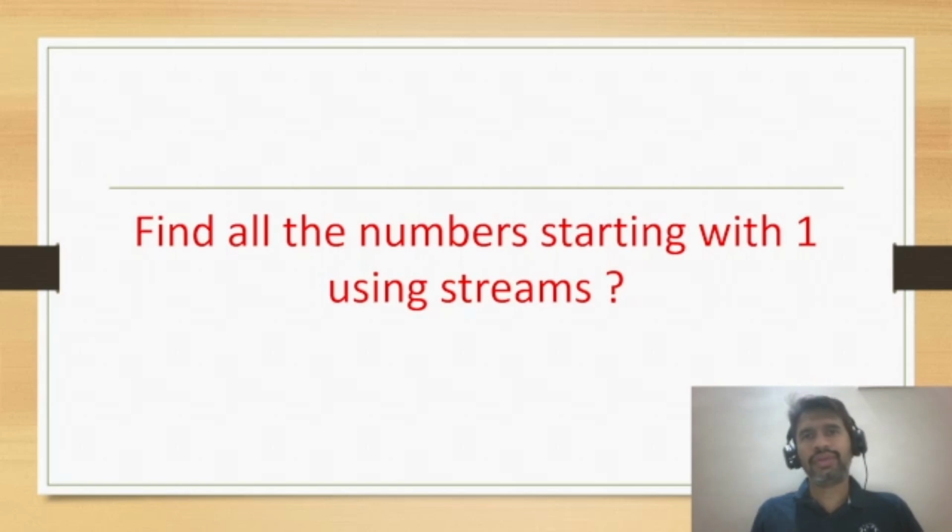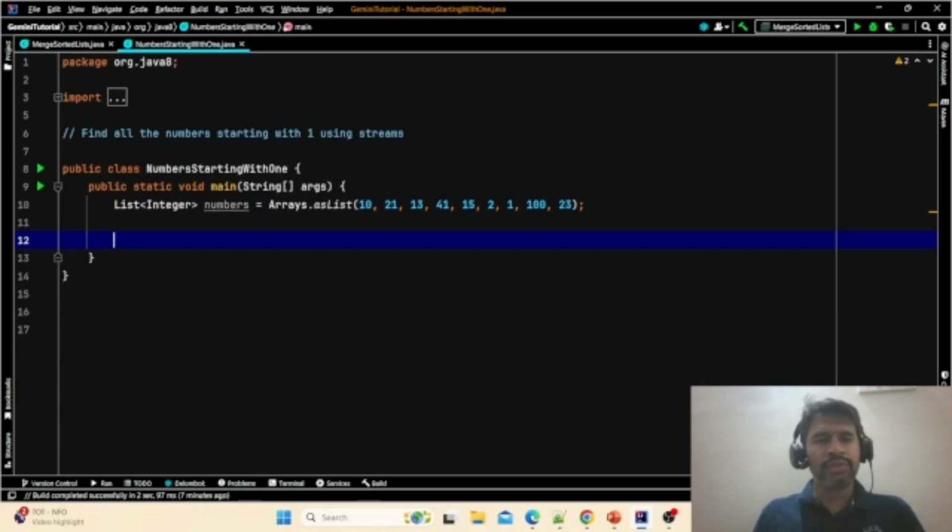Basically, we are given a list of numbers. We have to find all the numbers starting with 1. Seems easy, but it's a tricky problem. Let's see how to do it. This is the question: we have to find all the numbers starting with 1 using streams.